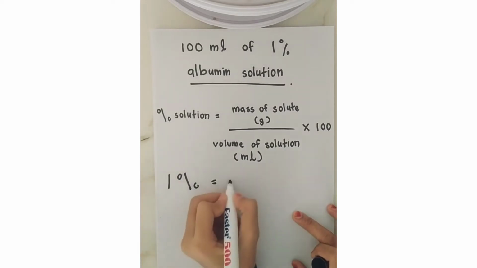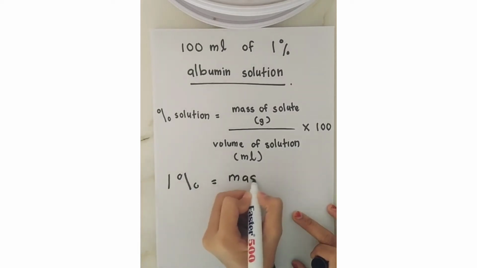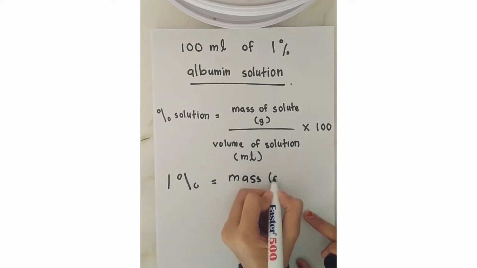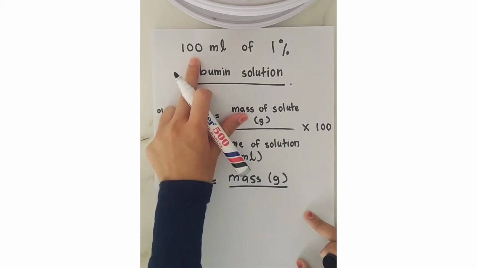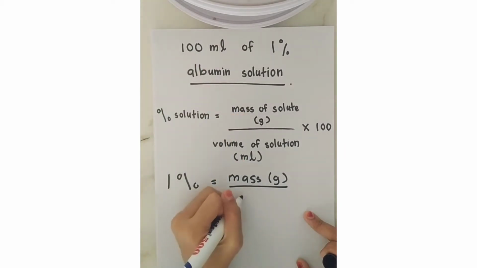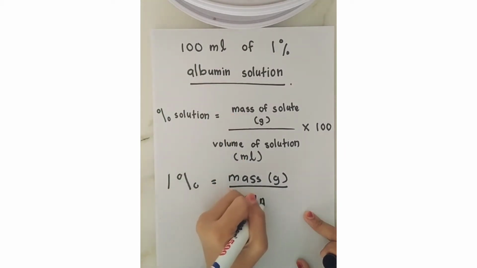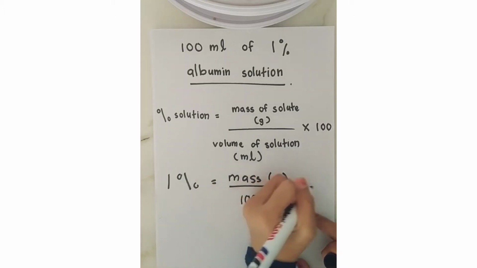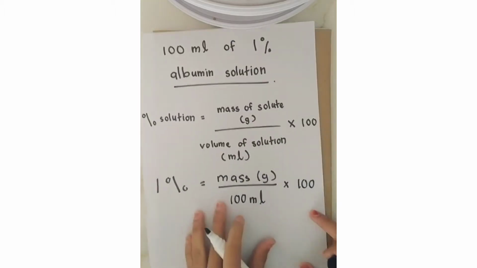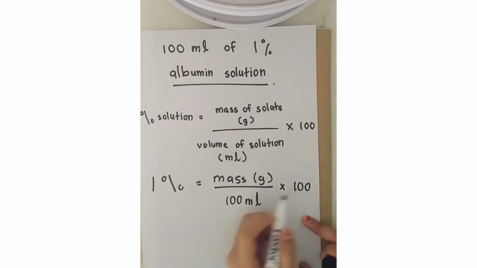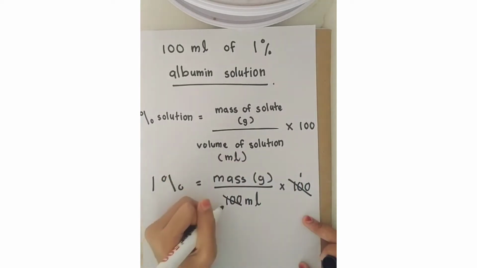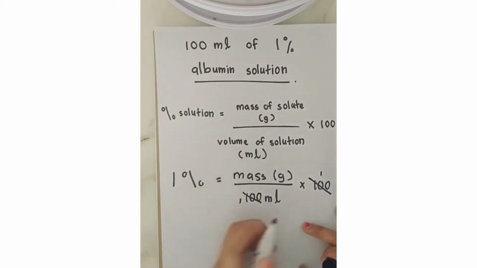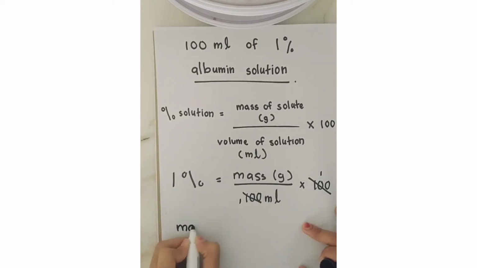Equal to the mass, which is what we're going to find, divided by the volume of the solution, which is 100 ml, multiplied by 100. So 100 divided by 100 is going to be 1 here. So the mass of the solute is 1 gram.